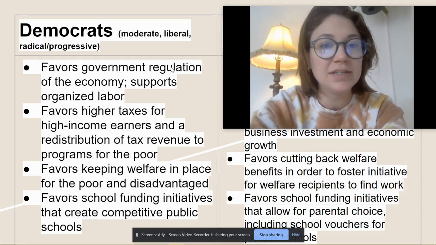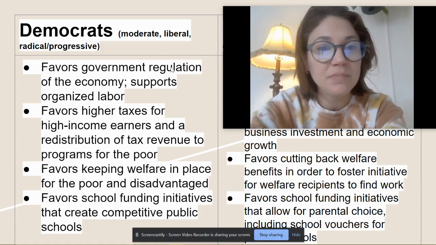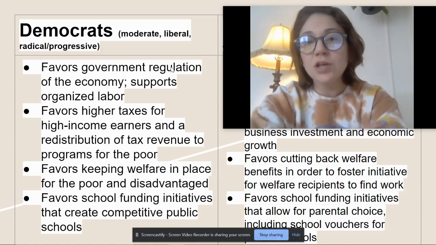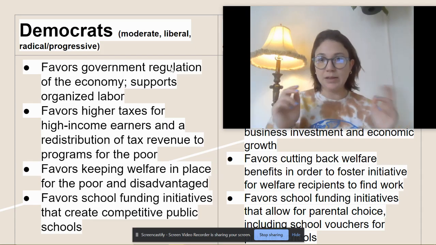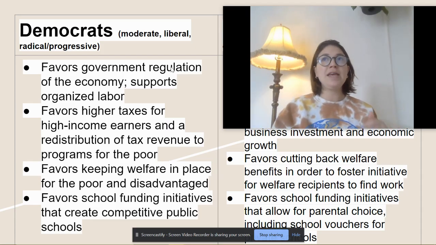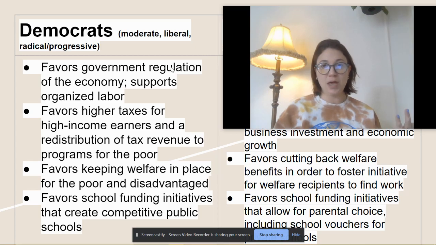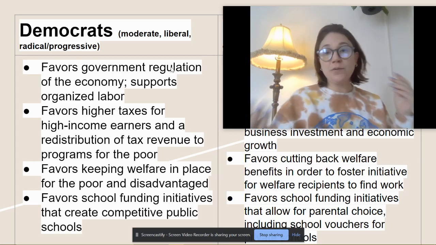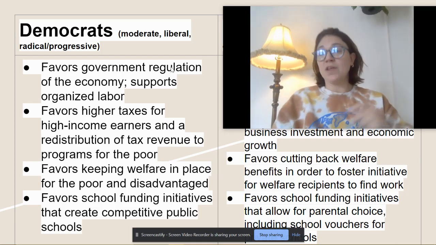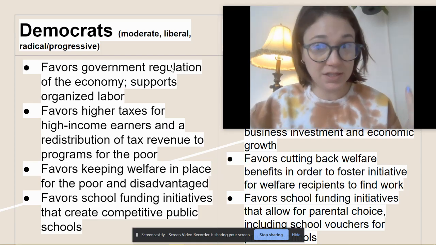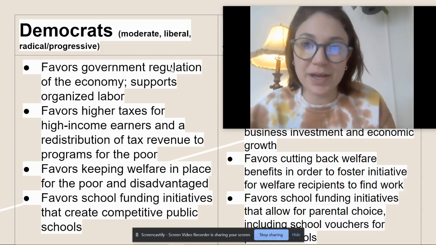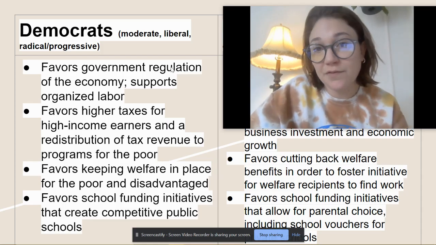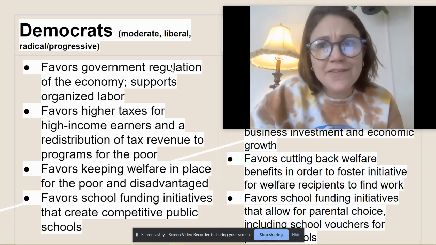They favor higher taxes for high income earners and a redistribution of that revenue to programs for the poor. So Democrats would say, from that liberal perspective, we need to use these programs to help people achieve a better life. And the way that we should do that is by taxing the rich. If you've made all this money off the backs of these poor workers, right? Think about Jeff Bezos, right? Who's actually making that money? Sure. Did Jeff Bezos come up with the idea for Amazon? Yes. Genius. I love Amazon.